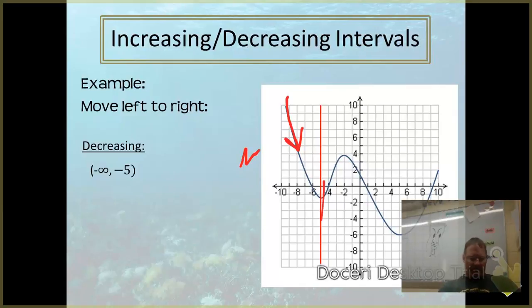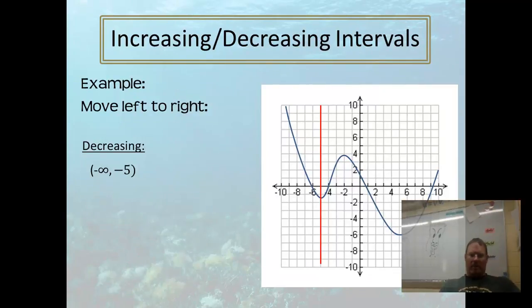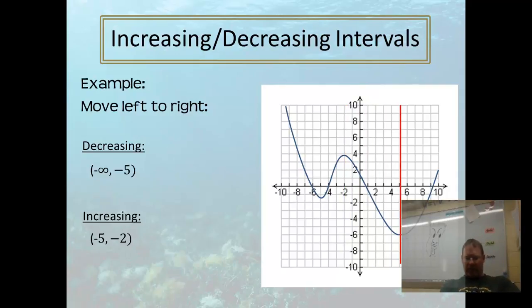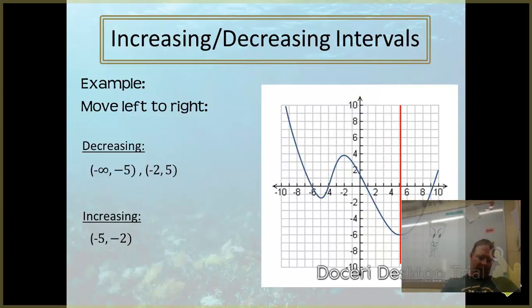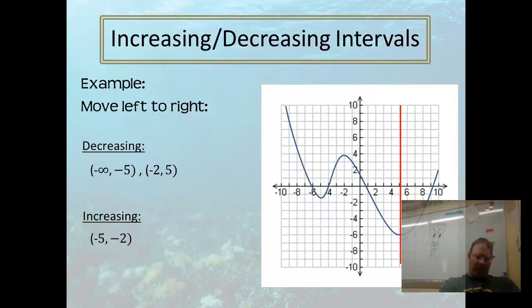Then it starts to increase. From negative 5 to negative 2, it's increasing. Then it goes down again from negative 2 to 5. Once again, and you'll notice it popped up right there, it's increasing again from that interval. And then once again, it starts increasing again. So that's really all there is to it.